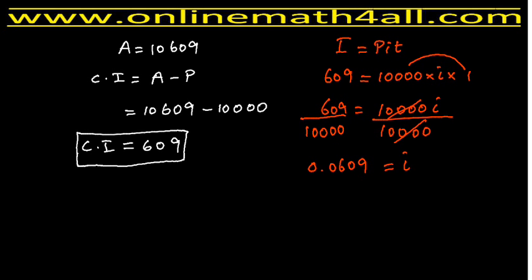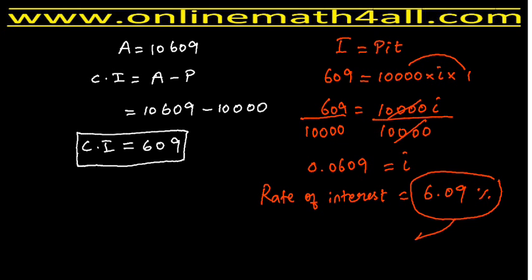So now we have the decimal form of our interest rate. To convert this decimal form into a percentage, we just have to multiply by 100. When you do so, the rate of interest in simple interest will be 6.09%. So I invested the same money, $10,000, and I expected the same interest 609 in simple interest, but here the rate of interest is 6.09%. So this rate of interest, 6.09%, is called the effective rate of interest.